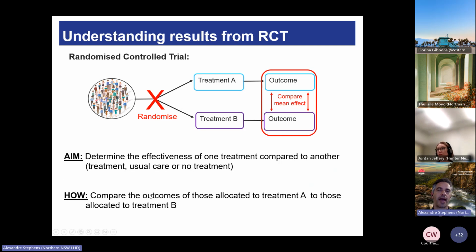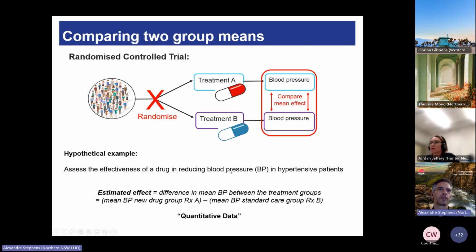So that gives us the how. So we'll go through a little bit of an example here. And this is a hypothetical example. It's assessing the effectiveness of a drug which looks to reduce blood pressure in hypertensive patients. So going through our trial design again, we sample from the population, we randomly allocate them to either treatment A or treatment B, follow them through time, obtain information on their blood pressure, and essentially to determine whether there are any differences between the groups, we'll compare mean blood pressure between the groups, and this will give us an estimated effect of whatever this treatment we're interested in.